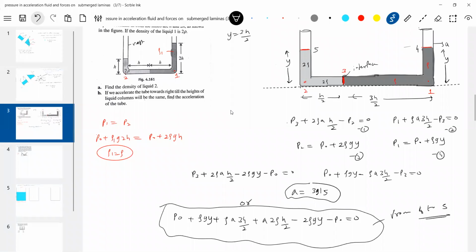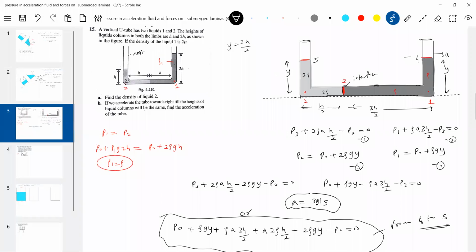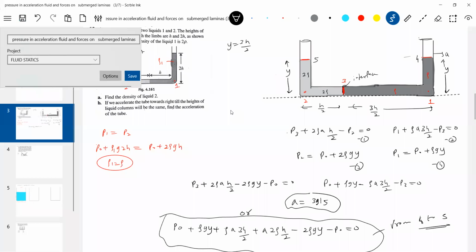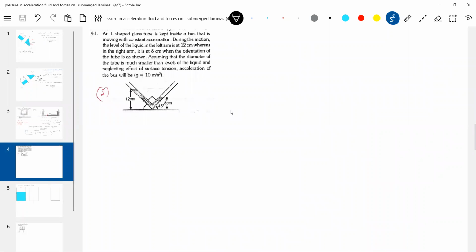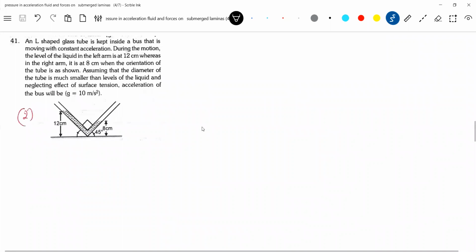I'll go to the next one. I'll scroll down. See here, what we have to do is fight with a basic concept. This is a tube. Inward action, it should be accelerating. He has put some conditions. Please do read that.